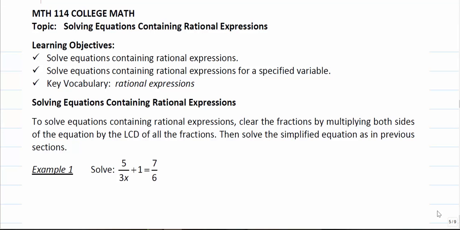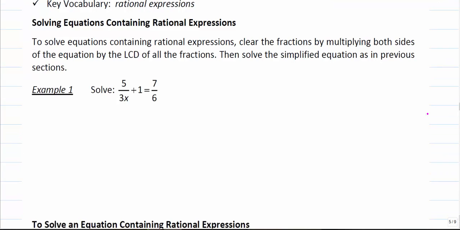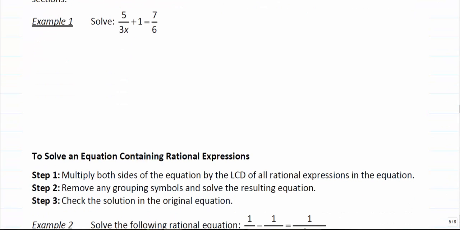Now we're going to use our skills with fractions and rational expressions to solve equations containing rational expressions, basically equations containing fractions. So this is really, really handy if you can understand how to find the LCD. When I look at this first equation, the first thing I make note of is that I have a whole number in there, right? So this number 1 is technically over 1.